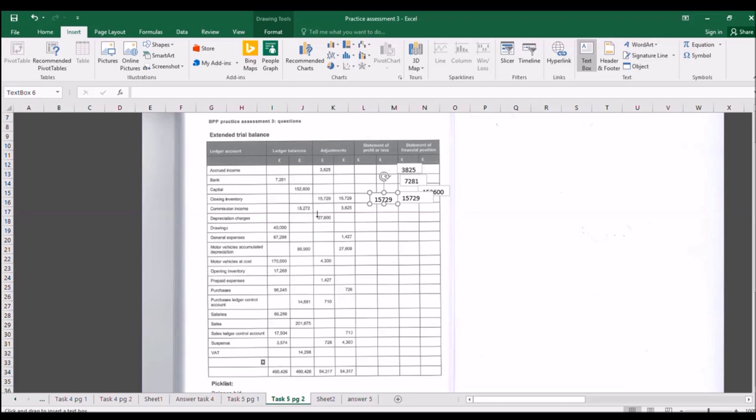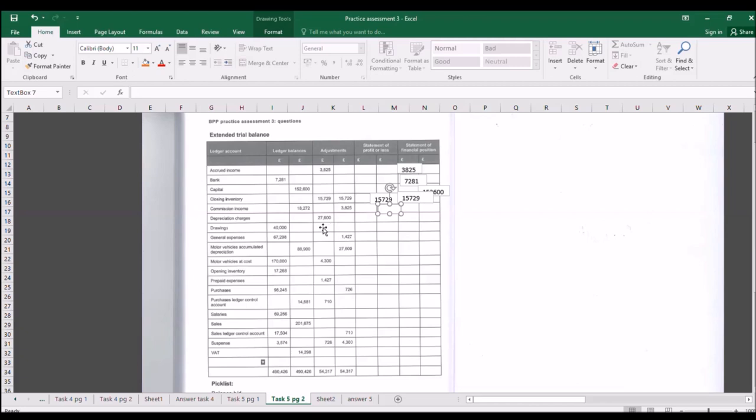Commission income, so we've got a credit here and we've got another credit here. So those two are going to be together, and they're going to be in their income. So they're in their profit and loss account in here. The two of them added together, 18,272 plus the, yeah, that's going to be 22,497. Okay. Not made anything hard yet so far.